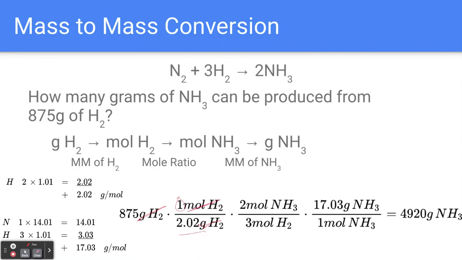We get out of moles of hydrogen into moles of ammonia by using our molar ratio. So looking up at the equation, the 2 goes with NH3 and the 3 goes with H2. Out of moles of NH3 and into grams of NH3 using the molar mass that we calculated. And so in this one, we would take 875 times 2 times 17.03 divided by 2.02 divided by 3. And this makes an incredible amount. We get about 4,920 grams of ammonia produced.